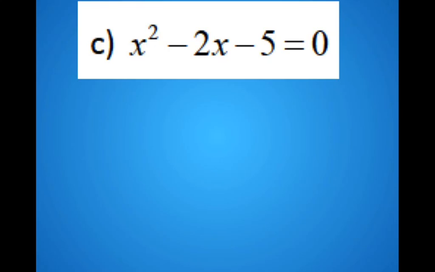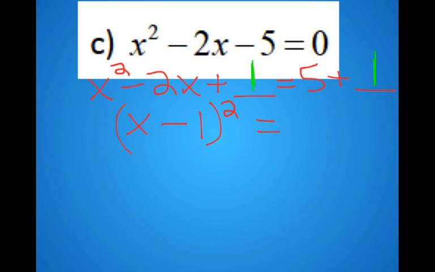Okay, so next problem, I'm going to move that negative 5 over, so moving the constant over. And I'm going to leave a blank. So that's 5 plus a blank. So the magic number here is half of 2, which is 1. 1 squared is 1, so we're going to add 1 to each side. The left side will factor really nicely, so it'll be x minus 1 quantity squared equals a positive 6.